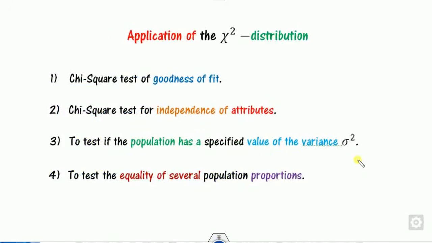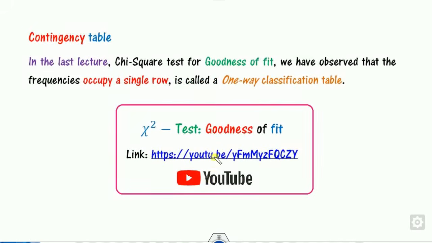So we have seen in our last lecture that there are many applications of the chi-square distribution, which are listed as goodness of fit, independence of attributes, and some population proportions. The first one, the goodness of fit test, we covered in our last lecture. Now in this video we will discuss the independence of attributes. You can find the goodness of fit video through my YouTube channel link, which is available here.